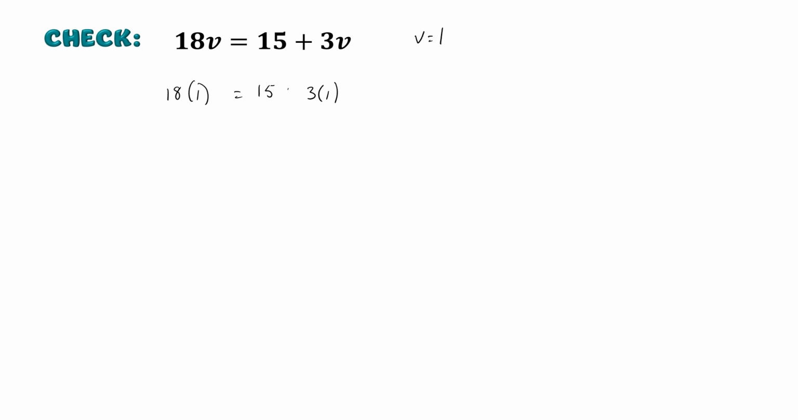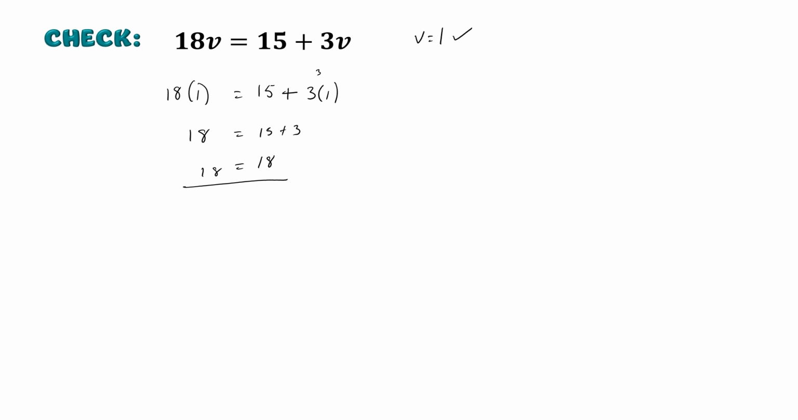So let me check my plus sign, which looks like a multiplication. So 18 times 1 is equal to 18. And then we have 3 times 1, which is equal to 3. And when 15 is added to 3, we will get 18 for both sides of our equation, which means that v equals 1 is the correct solution for this equation.